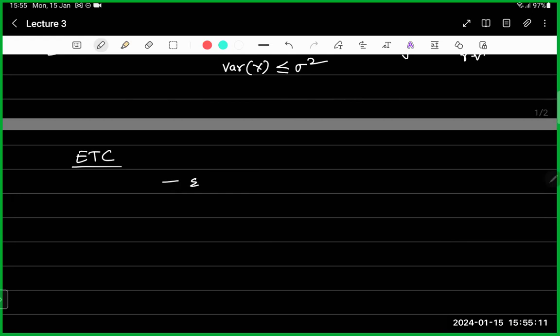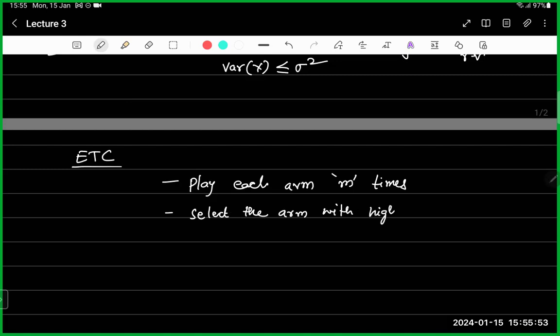So, explore, or play. I'm making a slight modification. Instead of saying explore each arm m by k times, I'm just saying play each arm m times. So if there are k arms, you use the first km slots for exploration. Then select the arm with the highest sample average and play it forever. So this is the ETC algorithm.